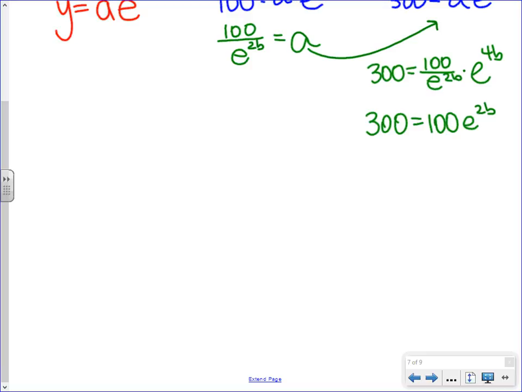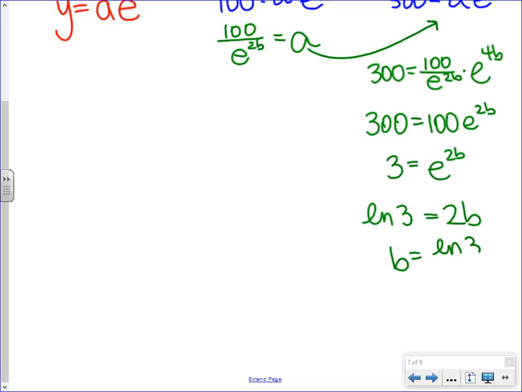Okay. Now this becomes a little bit more manageable, right? What's our next step? Divide by 100. Then we have an exponential equation that we can rewrite, correct? So we have the natural log of 3 equals 2b. So b is the natural log of 3 divided by 2.